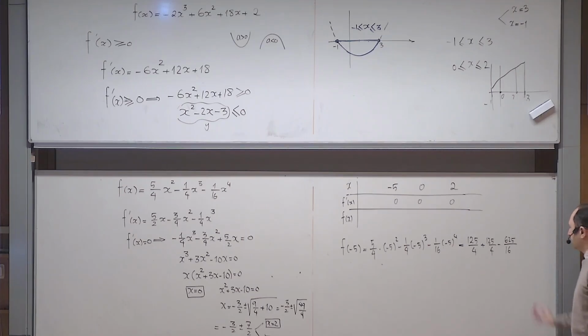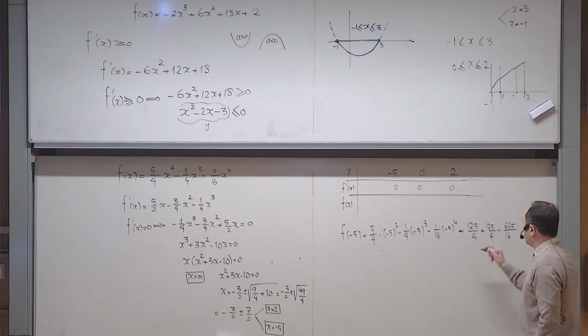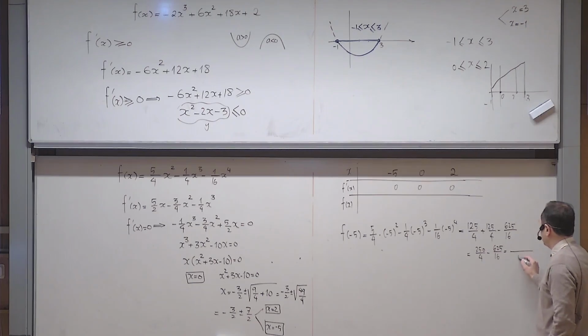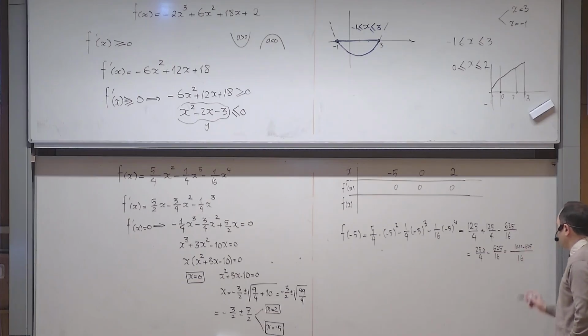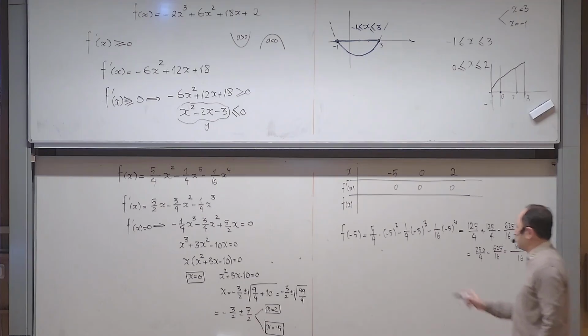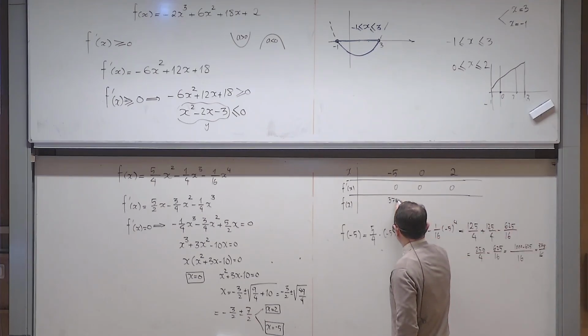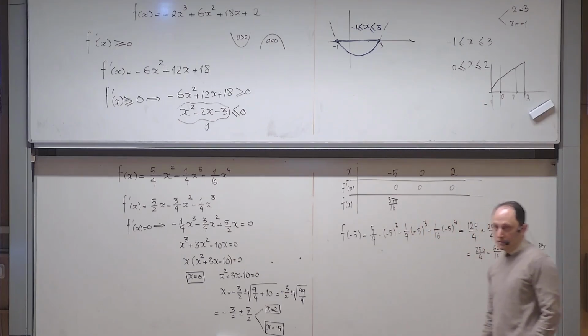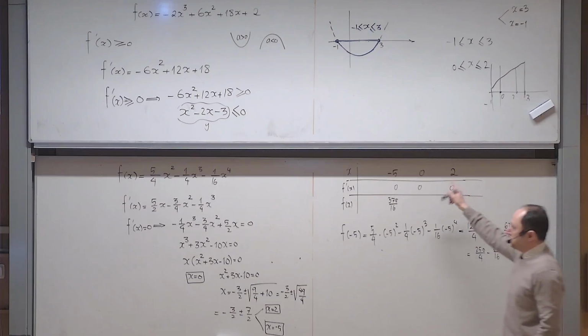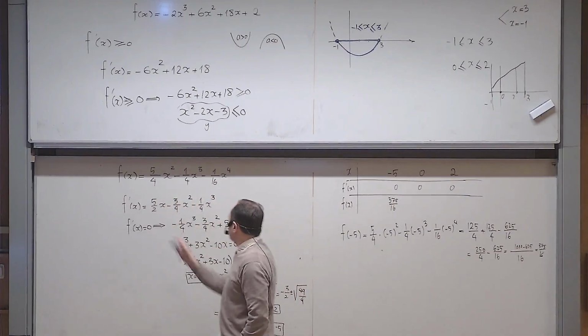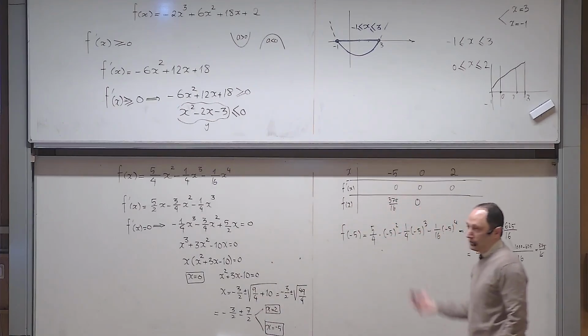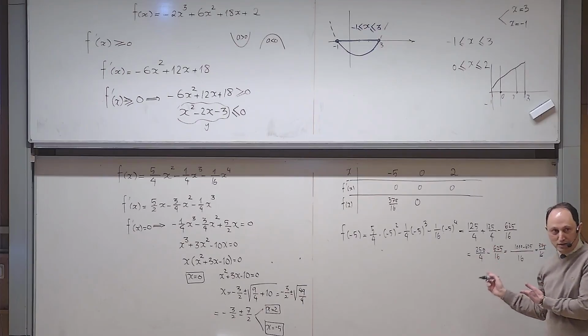Yes? So what is the answer? So this becomes 250 over 4 minus 625 over 16. But I have to take the same common denominator, which is 16. 4 times 1000 minus 625. What's the answer? 375 over 16. That's the number. Yes? And then putting in 0 is very simple. What is f of 0? Just 0. And 2 is also simple, it's not hard. So the only hard calculation probably could be this.